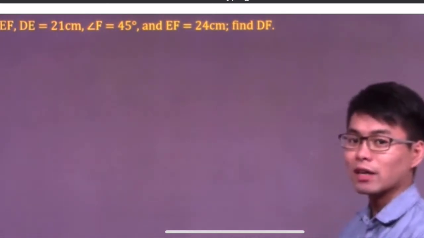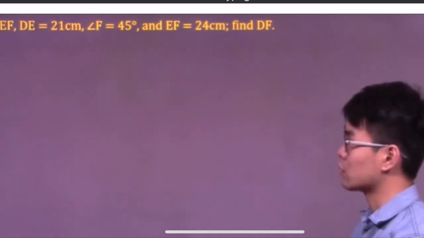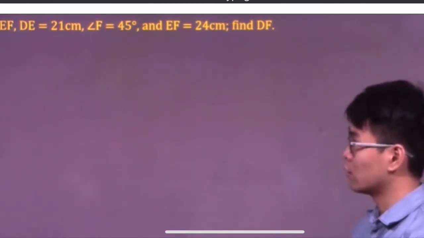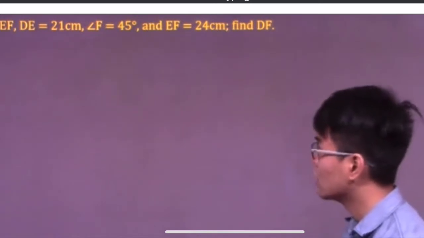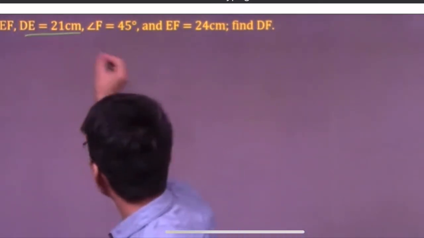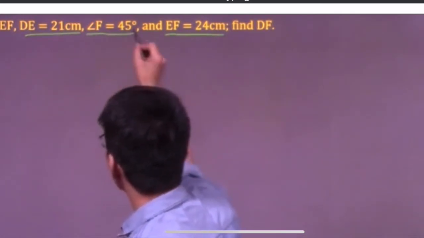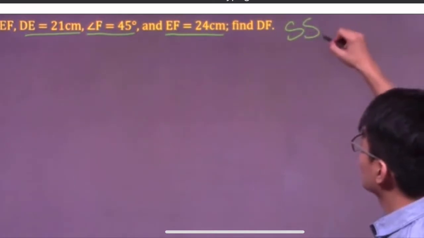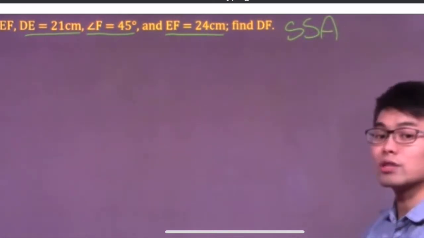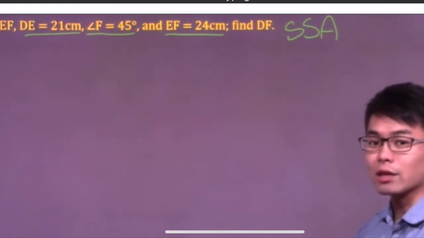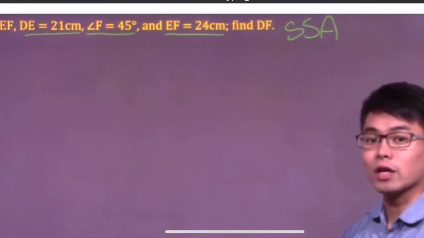How do we identify that we are dealing with an ambiguous case of the law of sines? Whenever the question gives us two sides and one angle, or SSA for short, we need to be extra careful because we are dealing with an ambiguous case of the law of sines.